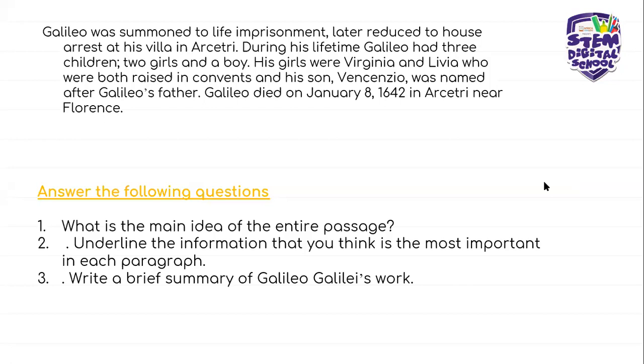Ma'am, my answer is this passage is basically a record of Galileo's life and what he did. Actually, it's a summary of his life and what he did and what happened throughout it. Oh, well done. Very good.